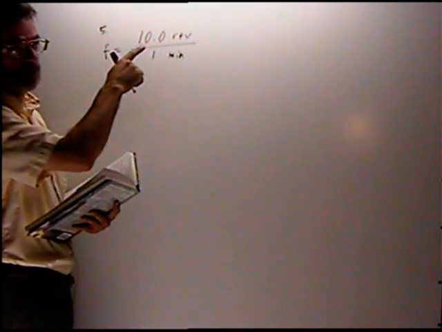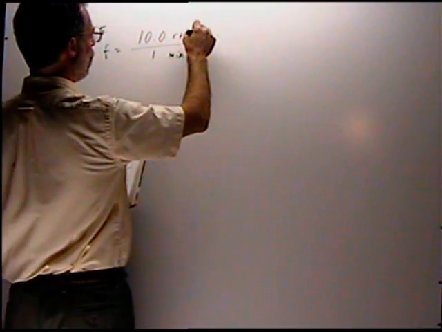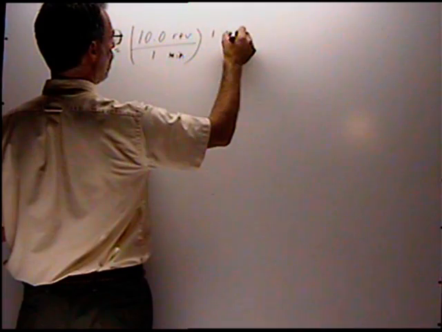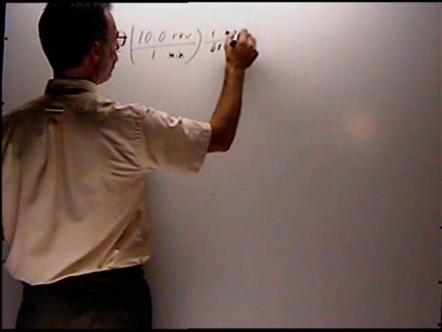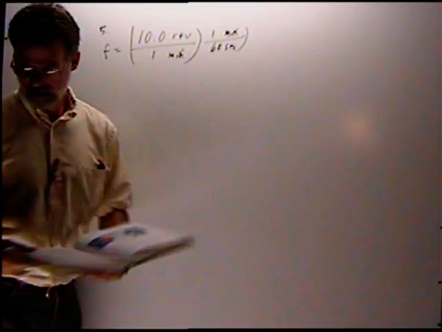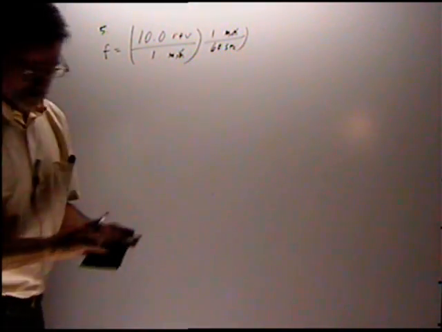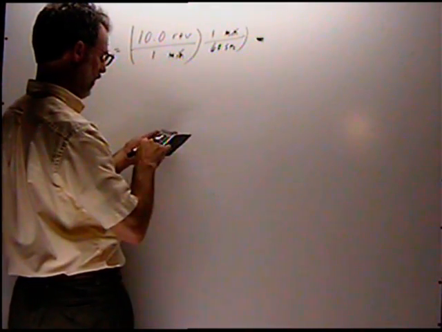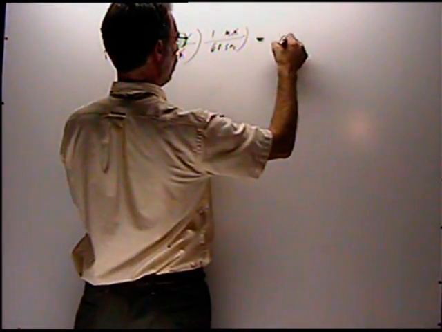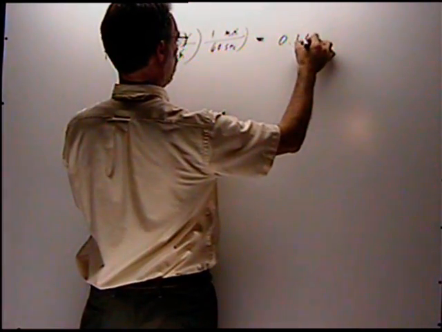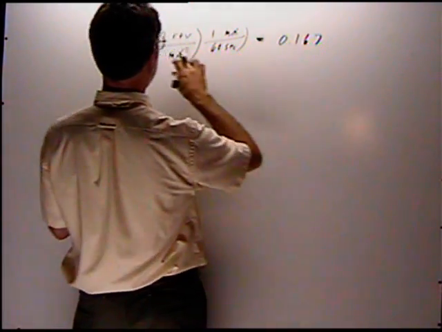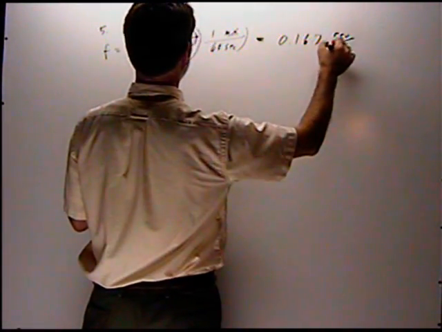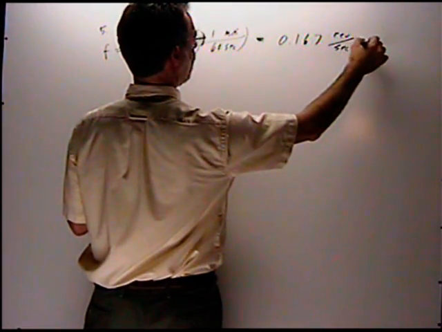We could have revolutions per minute, or in this case, we want revolutions per second. So we're going to convert this. 1 minute is equal to 60 seconds. So we end up with 10 divided by 60, or 0.167 to 3 significant figures, revolutions per second. So that is the frequency.